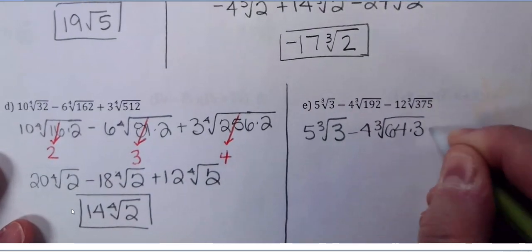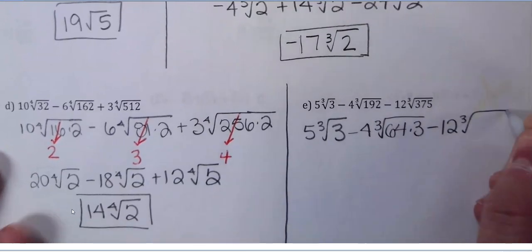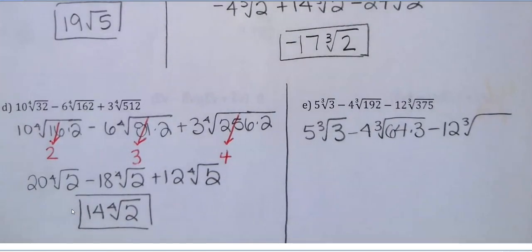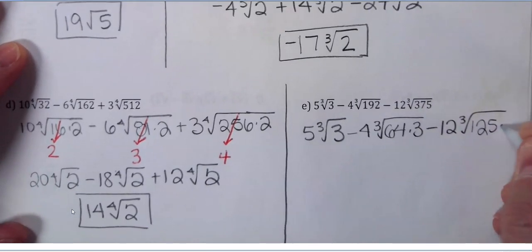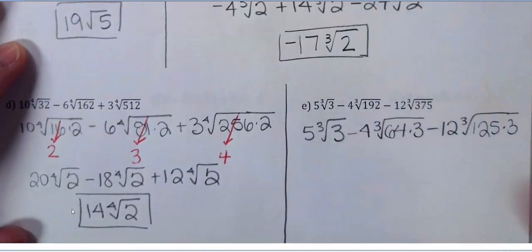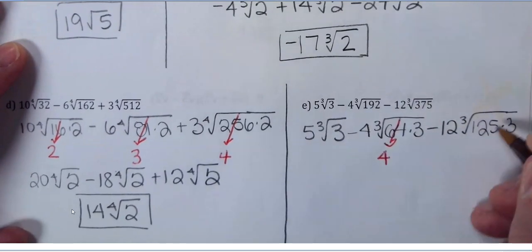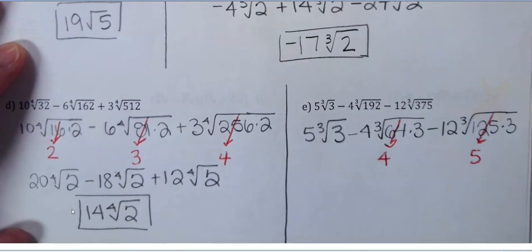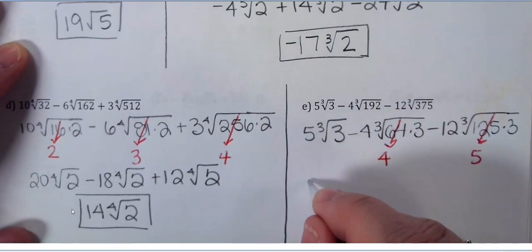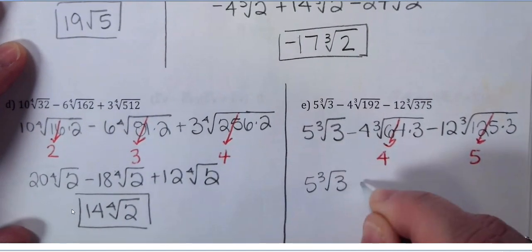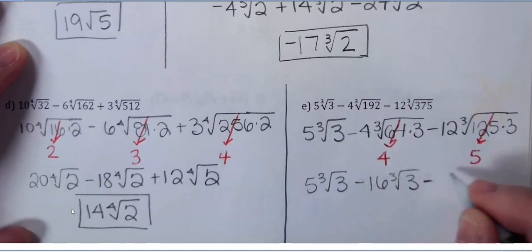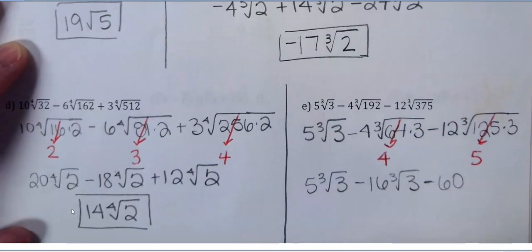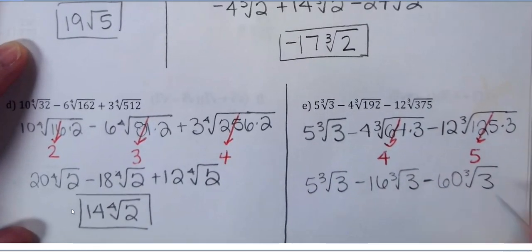All right, can anybody tell me biggest perfect cube that'll divide into 375? 125. If it ends in a 5, I would check whatever number ends in a 5 on your list that you're looking at. So this is 125 times 3. Okay, perfect cubes. I'm going to remove a 4 from the second term and a 5 from the last term. So I'm going to end up with 5 cube roots of 3 minus 16 cube roots of 3. And then minus 12 times 5 is 60 cube roots of 3.